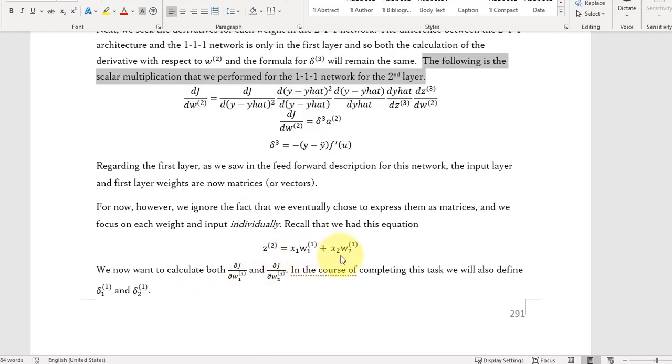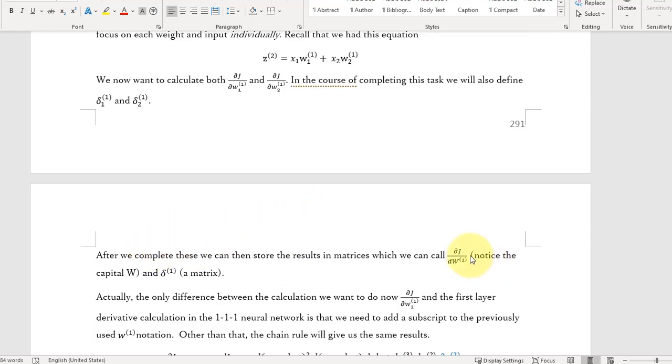Z2 is this calculation, and we want the partial of J with respect to w11, the partial of J with respect to w12, and we can also imagine that we can define what we called delta 1 before. Now we're going to need maybe a delta 1,1, and now we're going to need a delta 1,2, maybe. Once we get these calculations, we can store the two of them in a matrix if we want to. And we will do that, but first we want to get them individually and then place the results in a matrix.